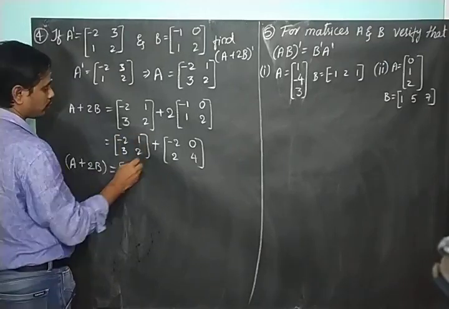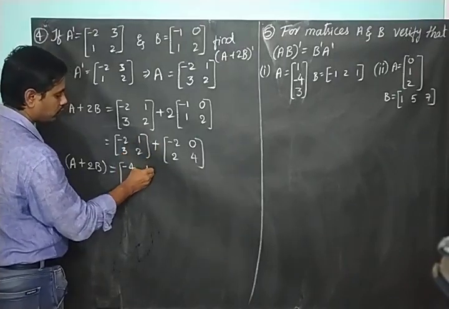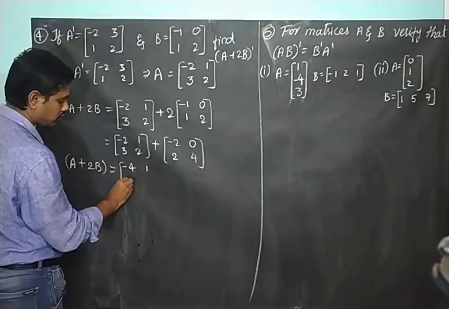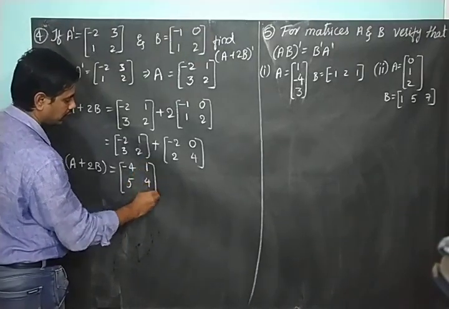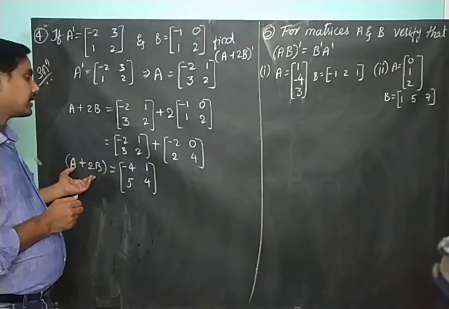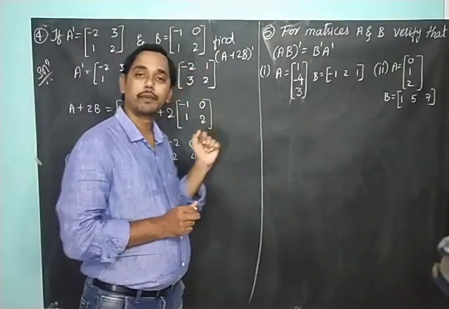Add this one. Minus 2 minus 2, minus 4. 1 plus 0, 1. 3 plus 2, 5. 2 plus 2, 4. Right? This is what we get for the value of A plus 2B. But what we need is the transpose of A plus 2B.